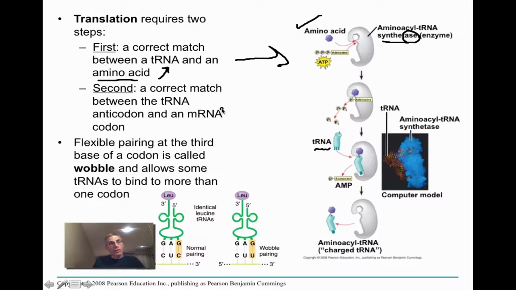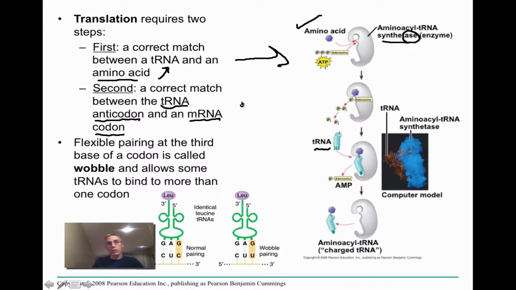Now there's going to be a second step in translation that is very important, and that's going to be the correct match between the transfer RNA and the messenger RNA. Now, as we had said in the previous screen, on the transfer RNA you have something called an anticodon. And remember, we have the codon on the messenger RNA. And remember, those are going to be complementary to each other.